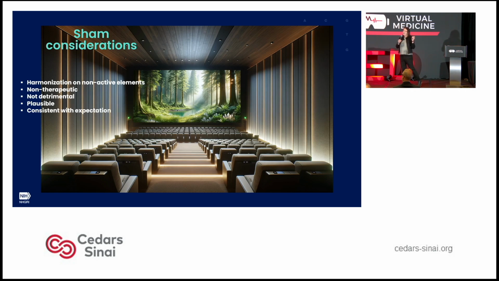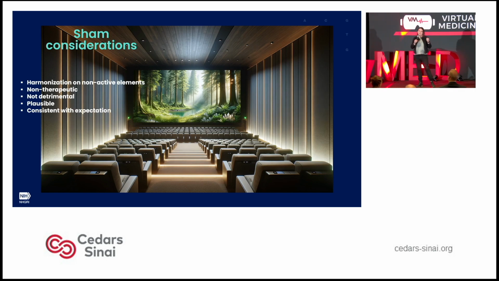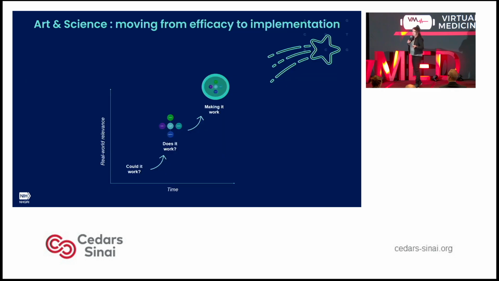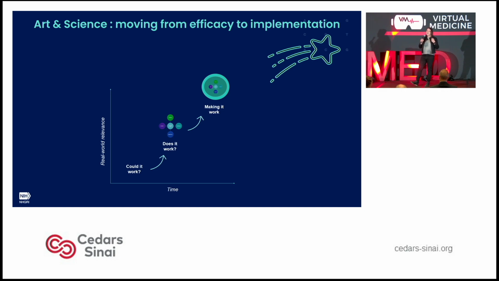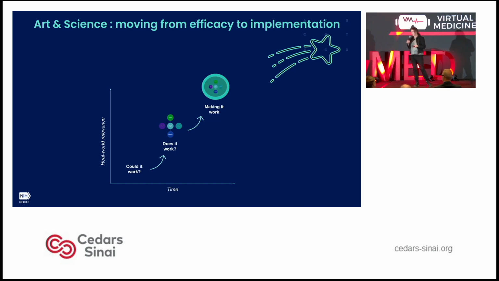We need to make sure we're harmonizing these non-active elements as well as we can. We need to make sure our sham is not therapeutic, but it's also not detrimental. It really needs to be neither of those things. We need it to be plausible and consistent with people's expectancies about what is actually going to work to make them feel better. So if we can do that, we can design studies that much more quickly are going to help us determine whether we have efficacy and effectiveness of our intervention. So we can move on from this does it work stage and start putting them into the real messy healthcare settings and determining how to make these interventions work for us.